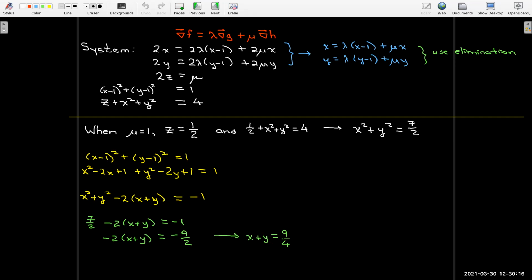So I'll have x plus y equals 9/4. And I can solve that for y. y will equal 9/4 minus x. And I'm going to go ahead and put that back into our relationship here, the x squared plus y squared equals 7/2.